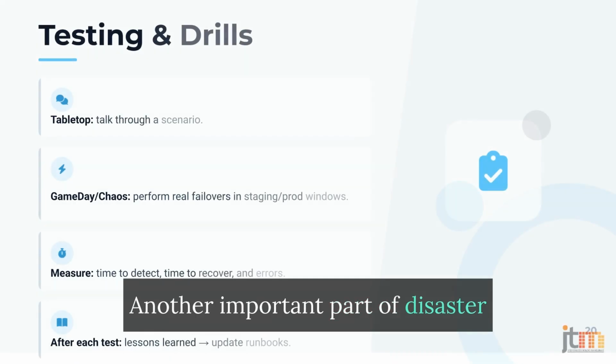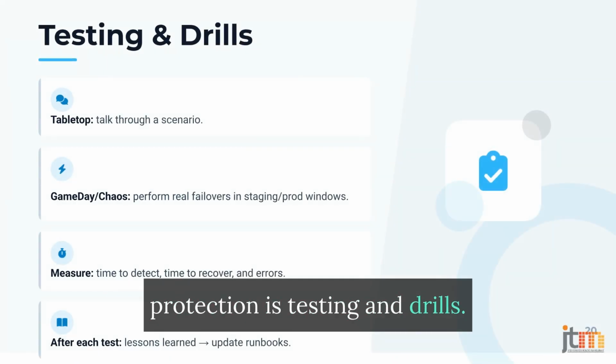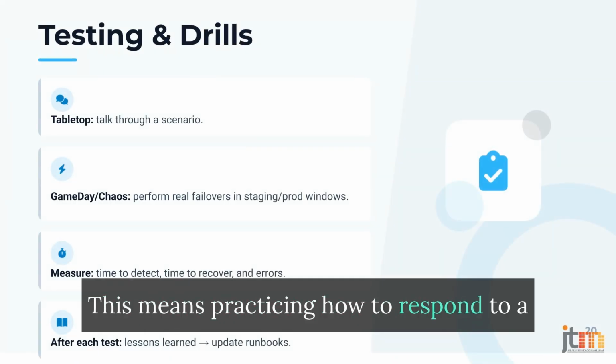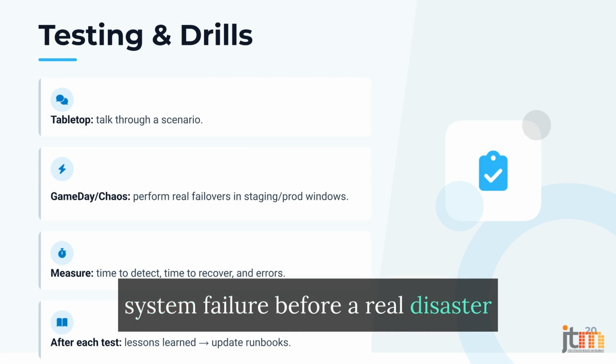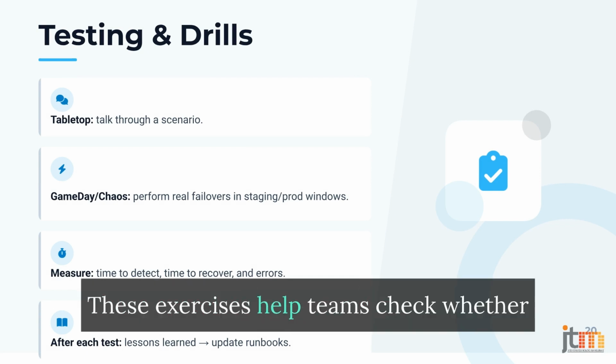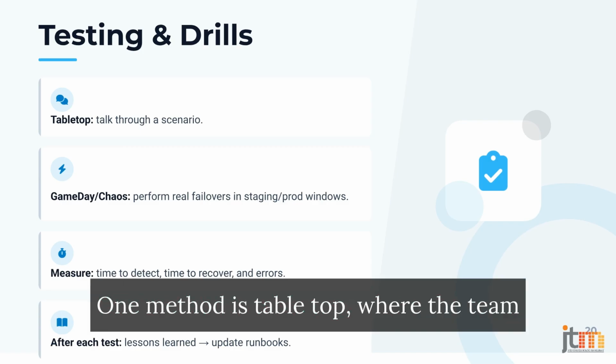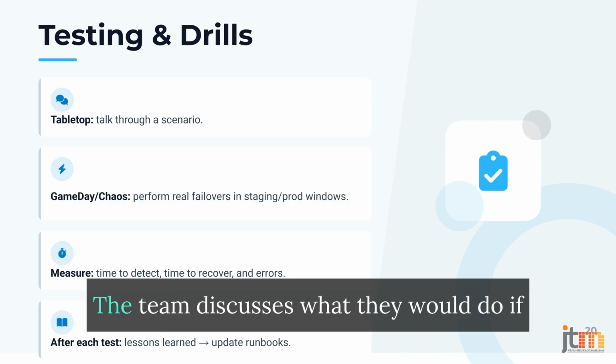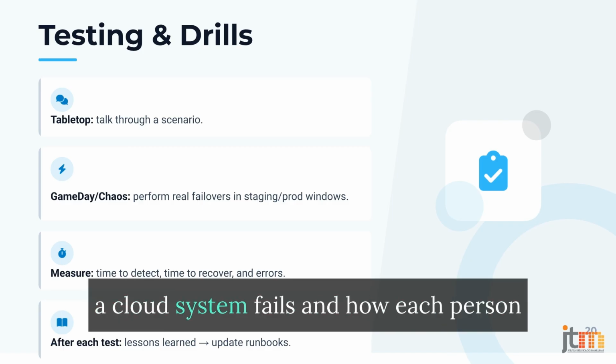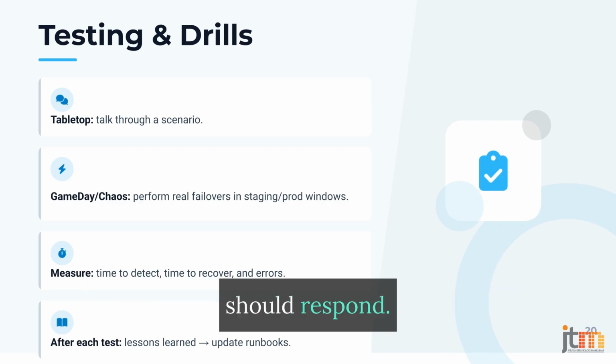Another important part of disaster protection is testing and drills. This means practicing how to respond to a system failure before a real disaster happens. These exercises help teams check whether their recovery plans actually work. One method is tabletop, where the team talks through a scenario. The team discusses what they would do if a cloud system fails and how each person should respond.